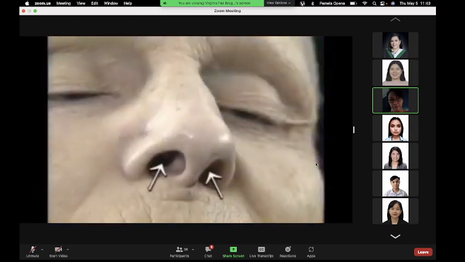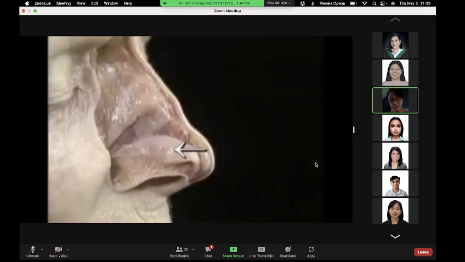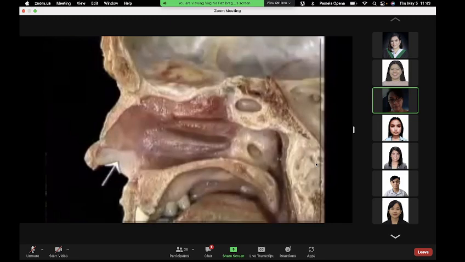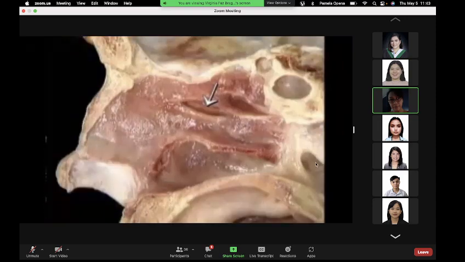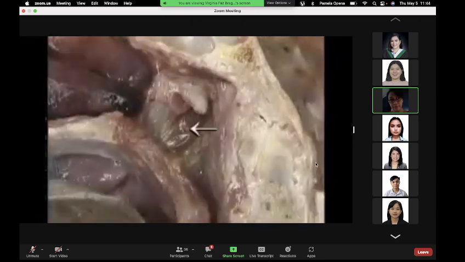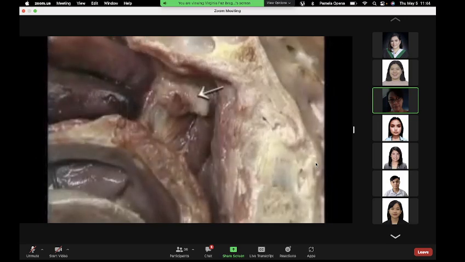Here are the nostrils, or anterior nares, the columella, the lateral cartilage, the alar cartilage, the septal cartilage, the nasal vestibule, and the olfactory area. Here are the conchae again, superior, middle, and inferior. Here's the nasopharynx, with the torus tubarius, the pharyngeal recess, and the soft palate. Here's the semilunar hiatus and the infundibulum. Here's the levator palati, the tensor palati, and the cartilage of the auditory tube.